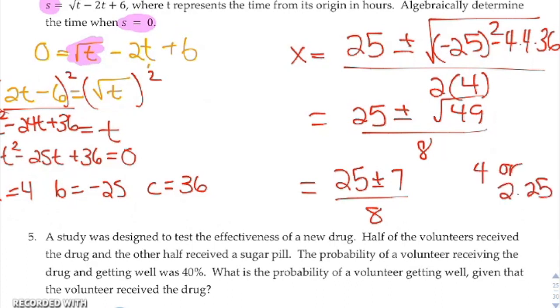Now, I'm not quite done. I need to check both answers. So I'm going to plug them back into this original equation and see if they give me out 0. 2.25 does not, and so my final solution is just 4.